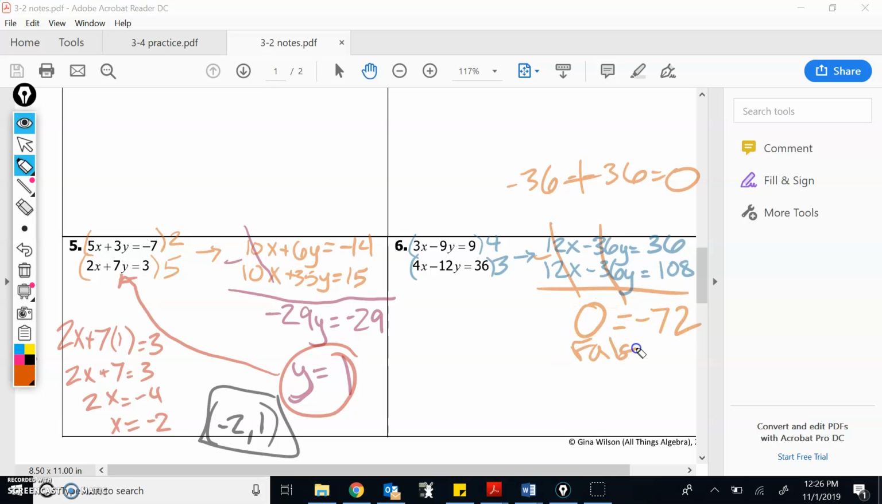That's a false statement. If it's false, that means there's no solution, which further means that these two lines are parallel. They do not cross. There's no intersection point, so there's no solution here.